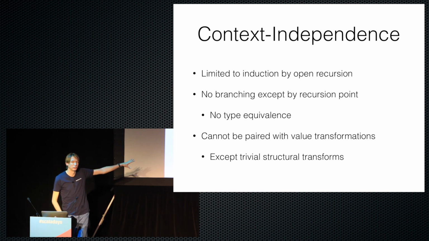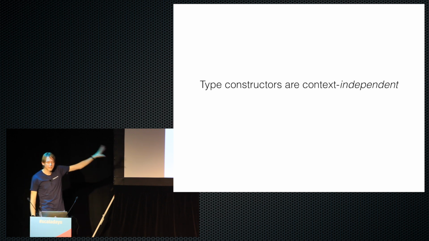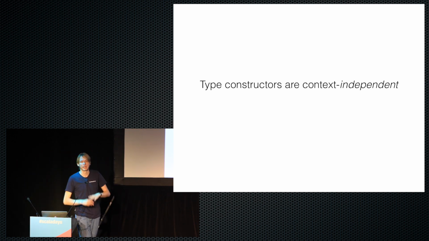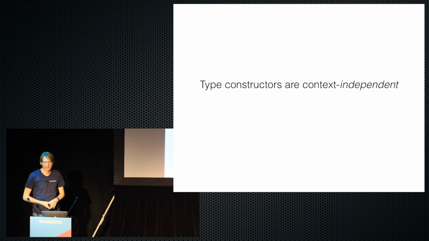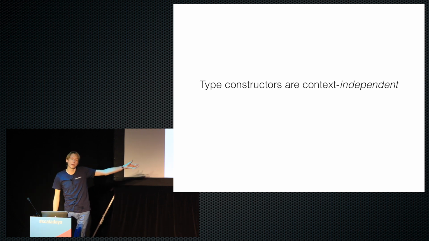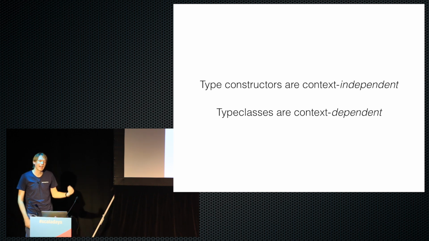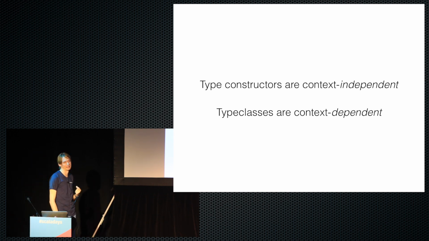So we really can't do that with context-independent functions. Type constructors are context-independent functions. And append is, like I said, a type constructor. But like I said, the primary mechanism that we're going to be using to program the compiler is not type constructors, but actually type classes. And type classes are context-dependent functions. And there are some really important distinctions here.